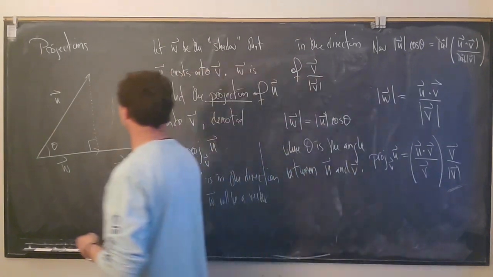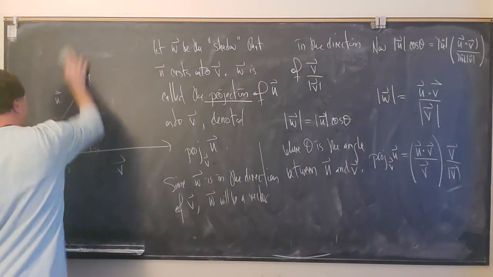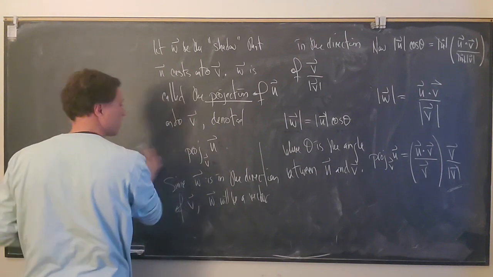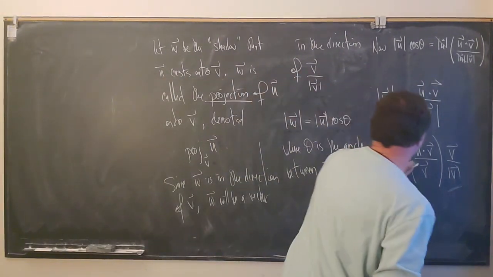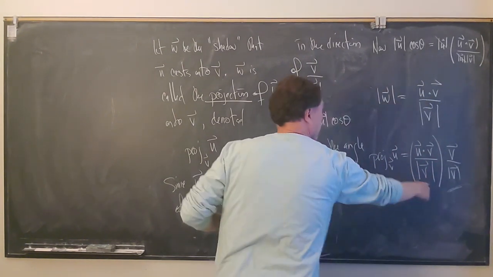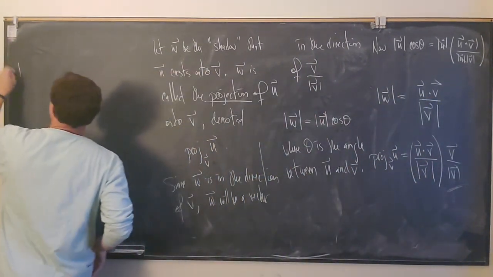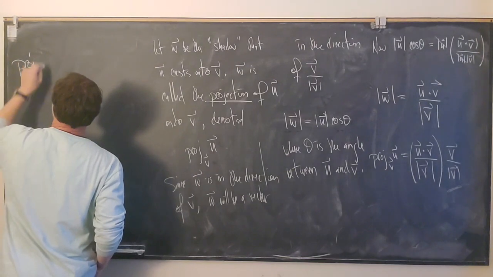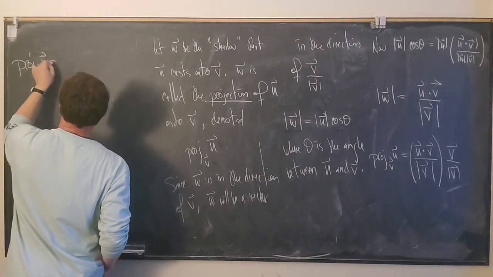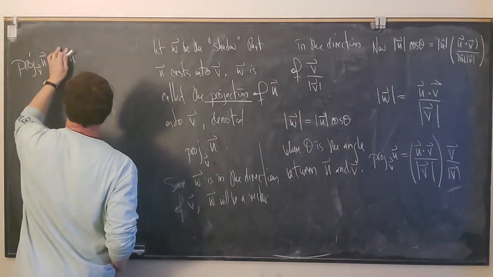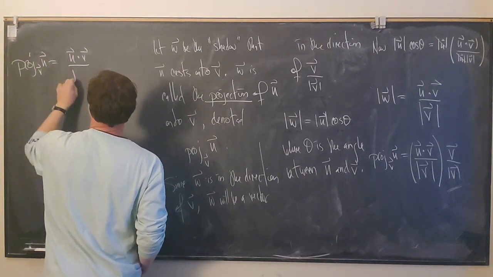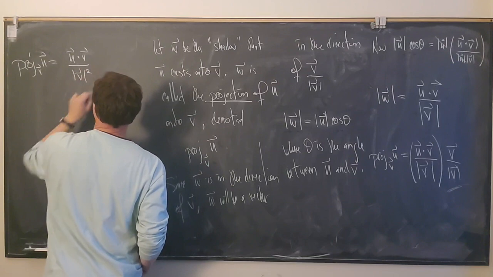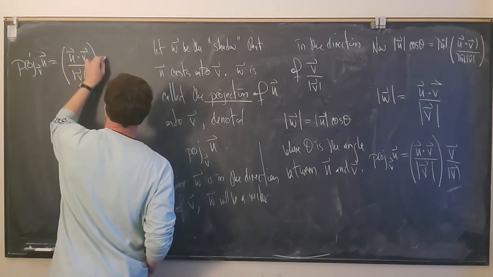The formula is usually written in a more compact form by joining up the stuff in the denominator there. So in final form, let's make sure I got this right. Oh, sorry, I forgot my absolute value bars right there. So the general form goes like this. Projection of u onto v is u dot v over length of v squared times v.